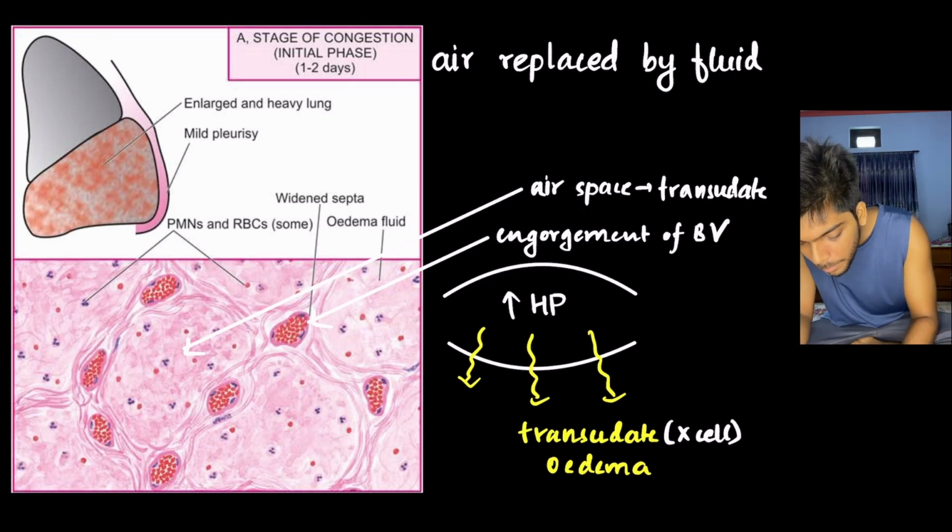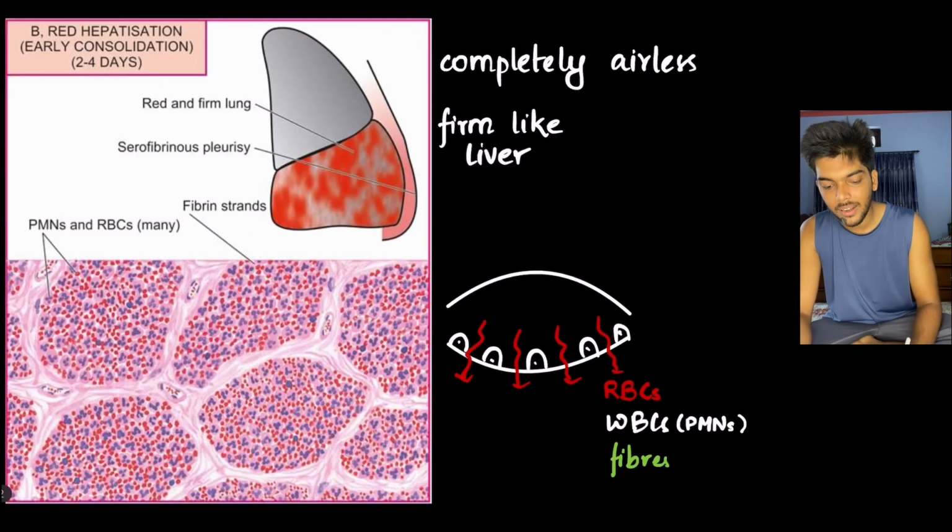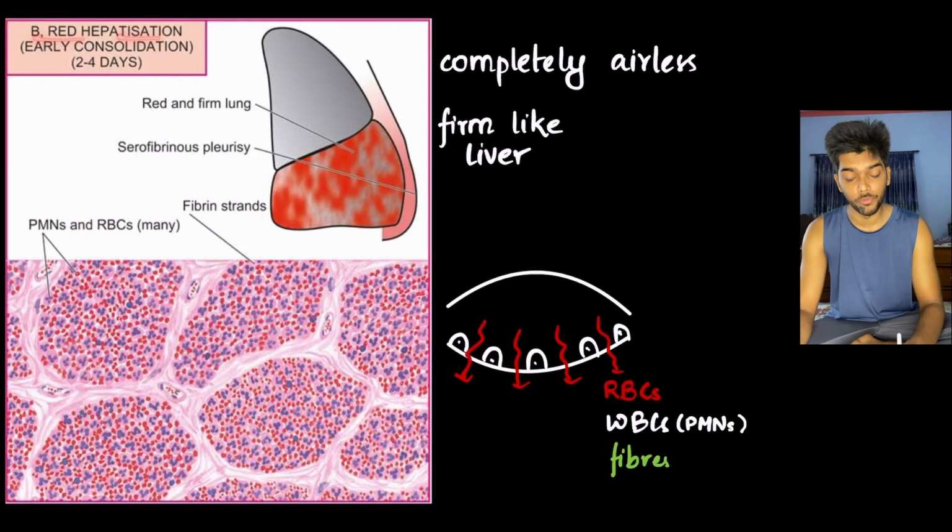So you get boggy and heavy lung. Boggy and heavy lung. Second, red hepatization from 2 to 4 days.